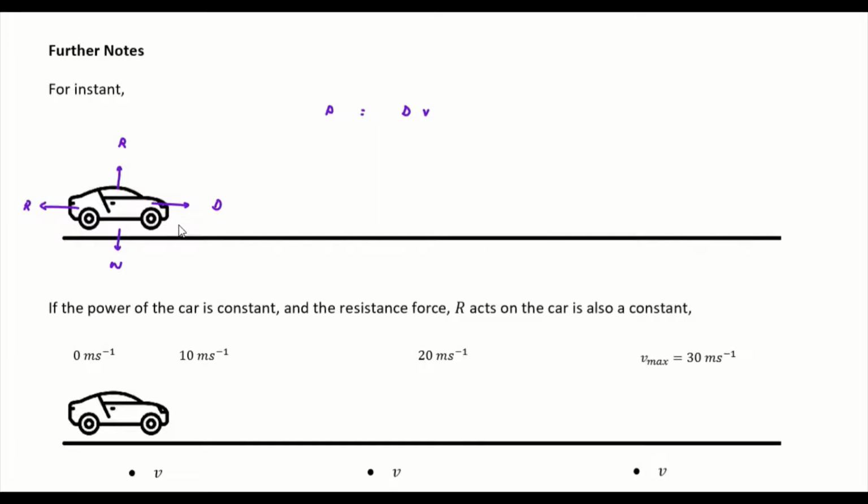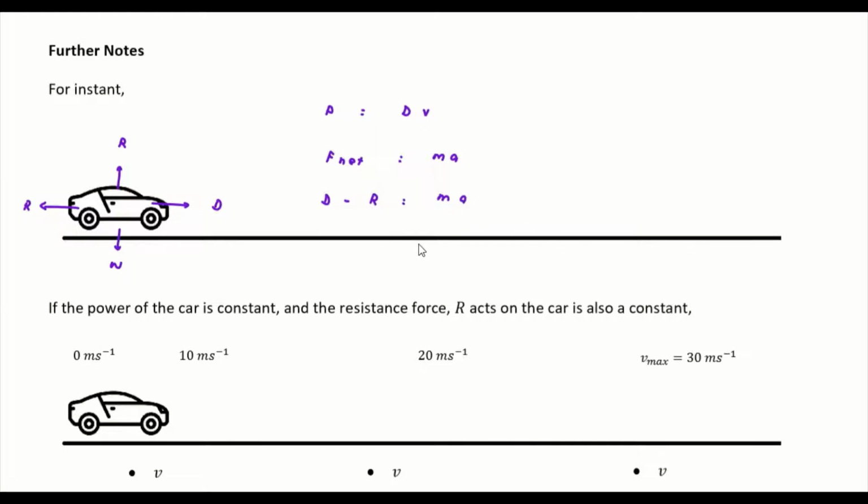So if we are interested in finding out the acceleration of the car at that instant, it means that we need to find the net force. In this case, the net force is equal to ma. You can see that the net force of this car is going to be the driving force minus all the resistance forces, like air resistance, friction, and so on, which equals ma.